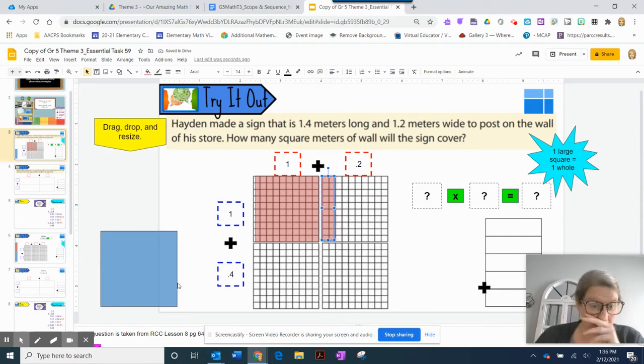Now I'm looking at, and you could use either color for this, it does not matter, 4/10 times 1 whole, or 4/10 of 1 whole, which will be 4/10.